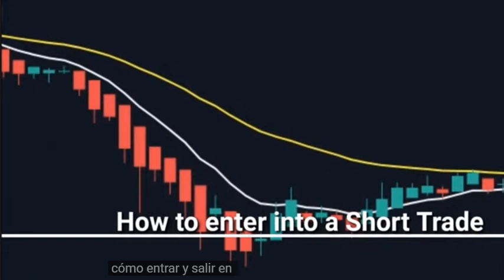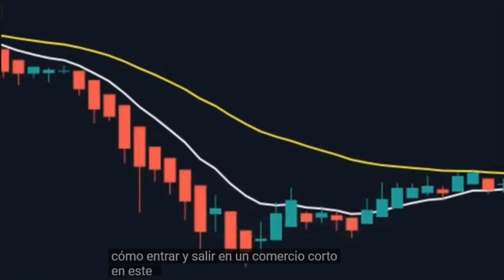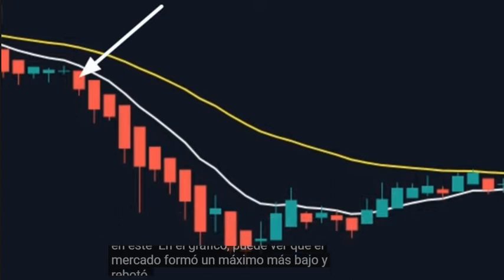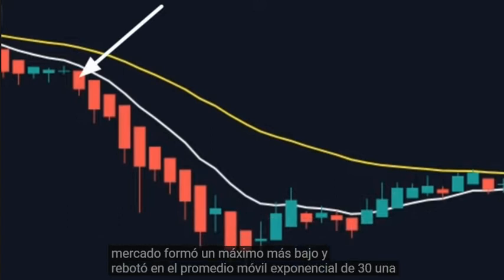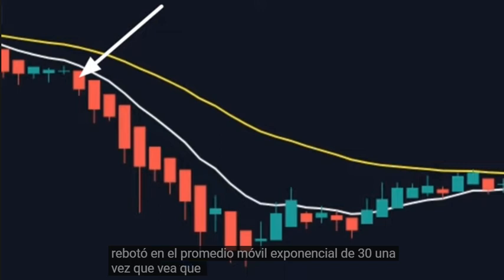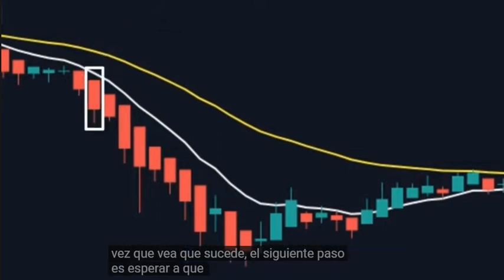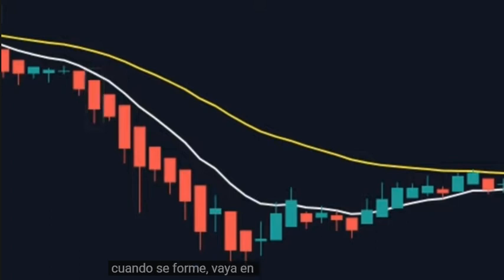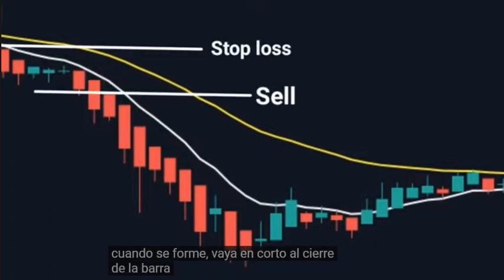How to enter and exit a short trade. In this chart, you can see that the market formed a lower high and bounced off the 30 exponential moving average. Once you see that happen, the next step is to wait for a bearish Heiken Ashi bar to form. When it's formed, go short at the close of the bar.